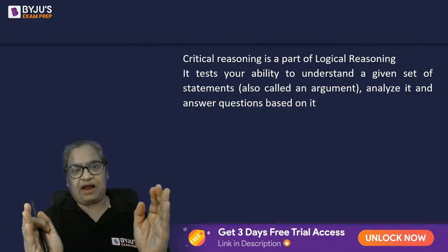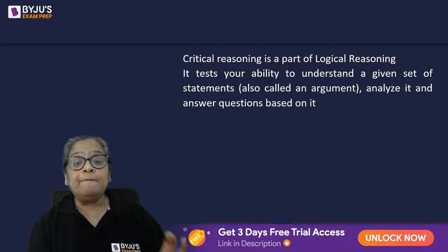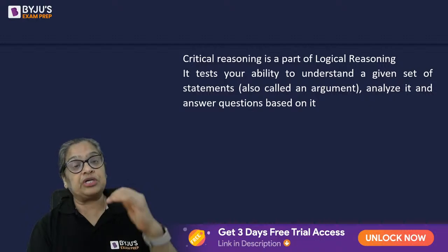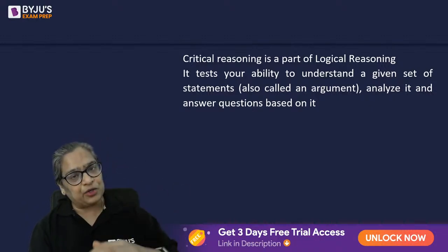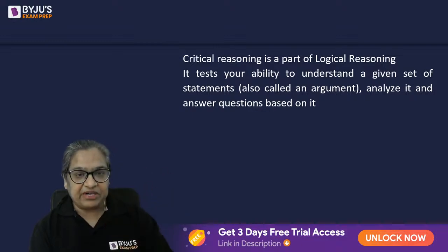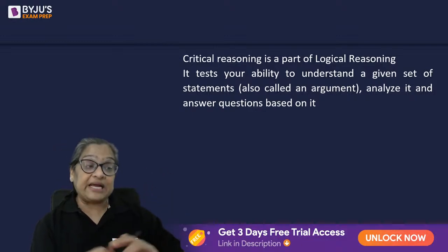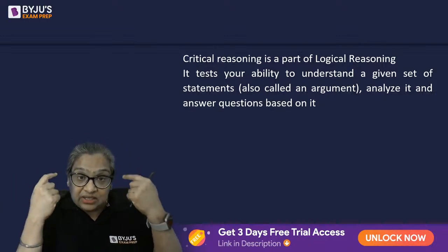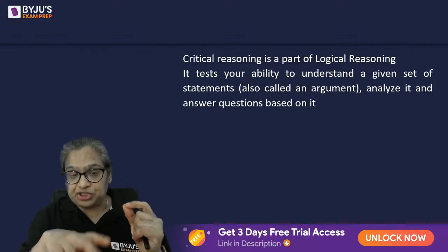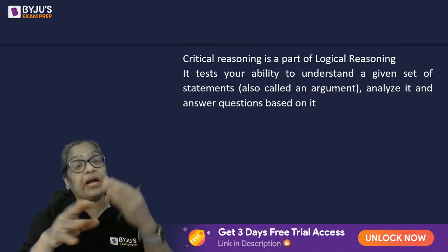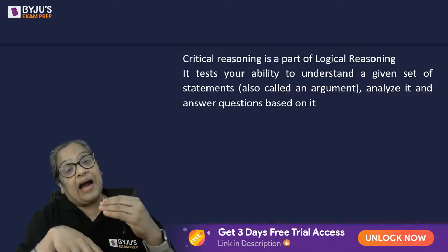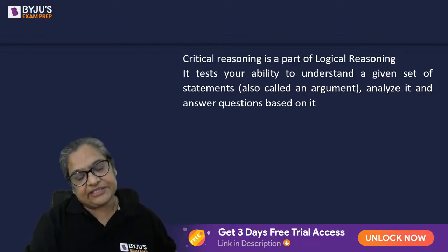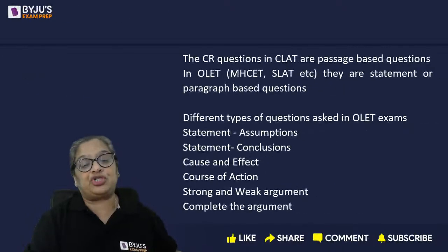There will be a short paragraph given with 4 or 5 sentences. The entire paragraph is called an argument. And as a student, you're supposed to analyze the argument. Every argument has different parts in it. There will be some evidence given to you. That's called the premise. Based on the evidence, the author will draw the conclusion. And the author takes something for granted. That's called an assumption. So you have to look at the different parts of an argument and answer the questions based on it.